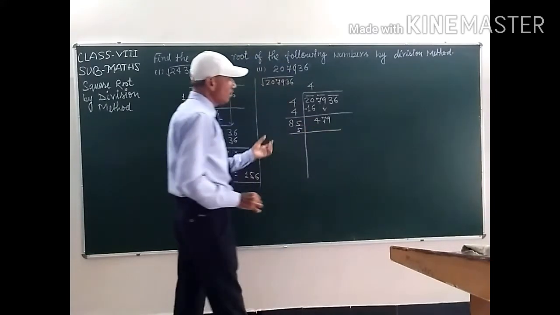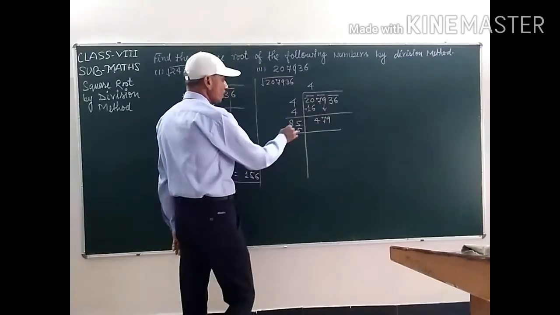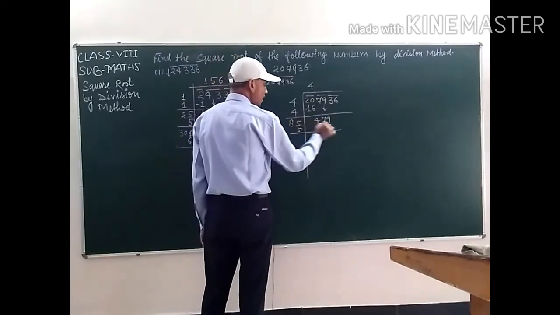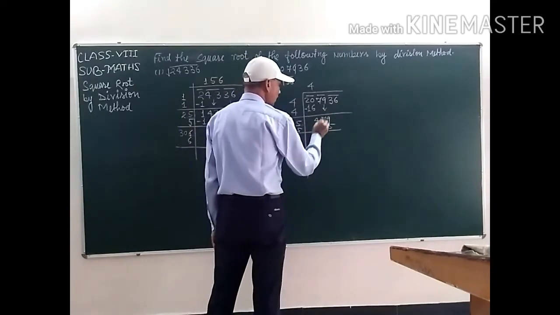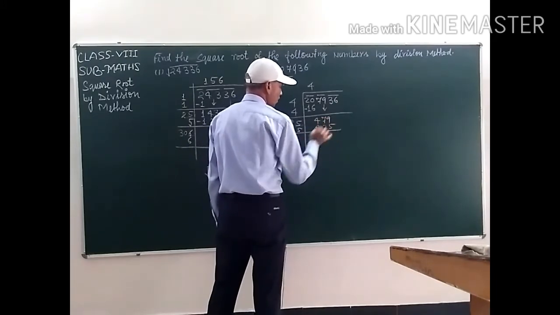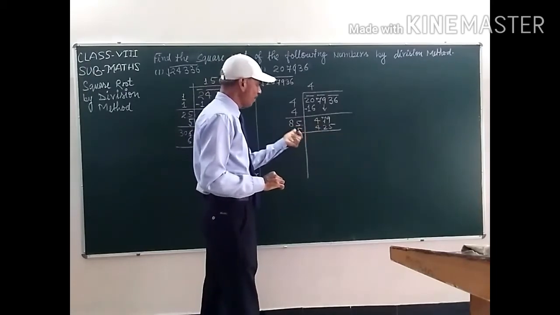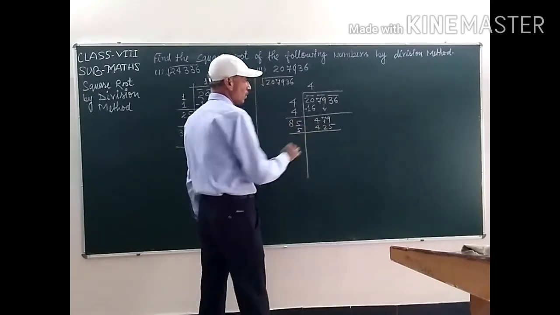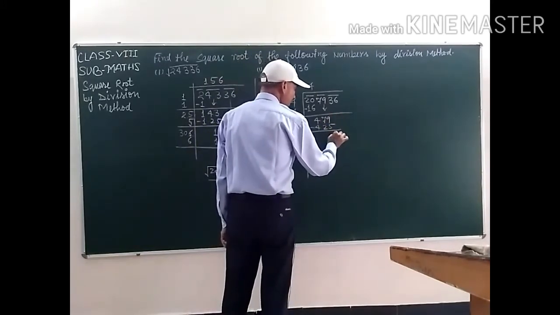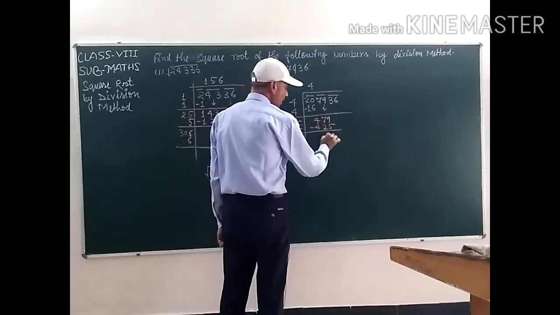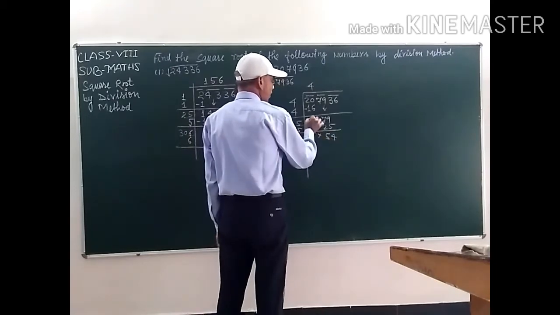Okay, here you have to guess the number by looking at this number. 5 5s are 25, 5 8s are 40 and 2 is 42. Okay students, multiply here, 5 5s are 25, 5 8s are 40 and 2 is 42, and subtract this number. Here 9 minus 5 is 4, 7 minus 2 is 5. Okay, and here no number is left.